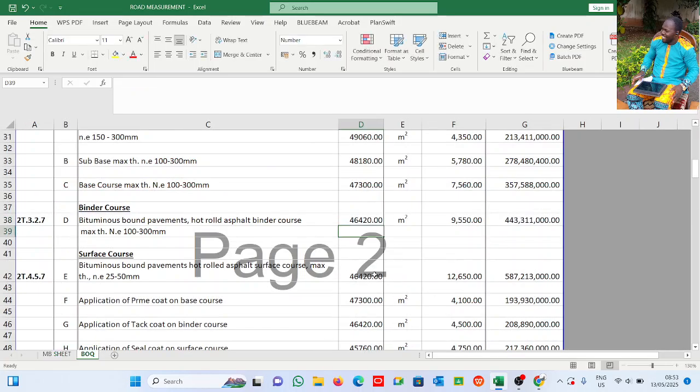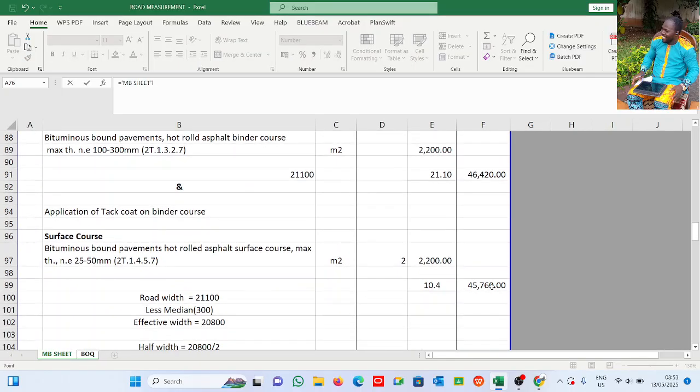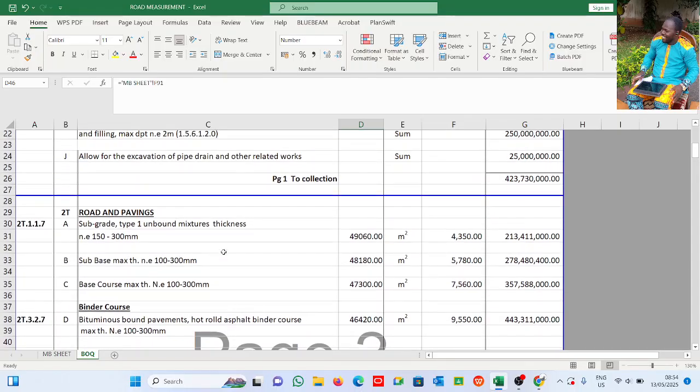Then what else did I not link? Surface course. Oh, okay. Then this is the primer coat. Okay. Alright, okay. Now let's come here.